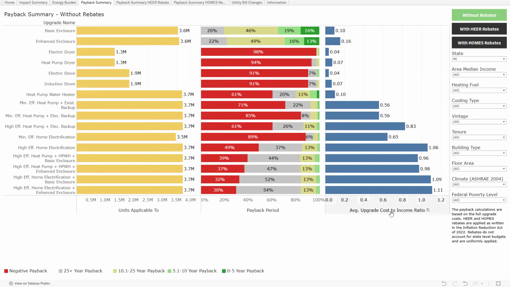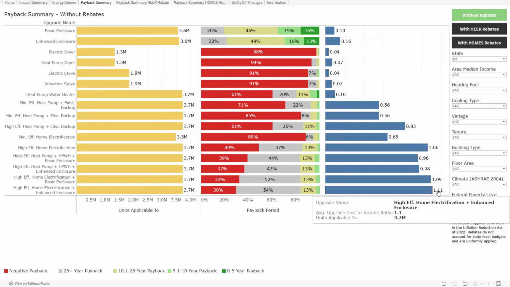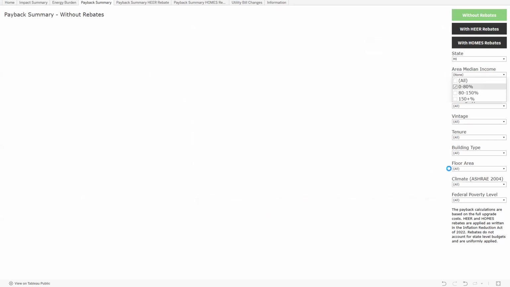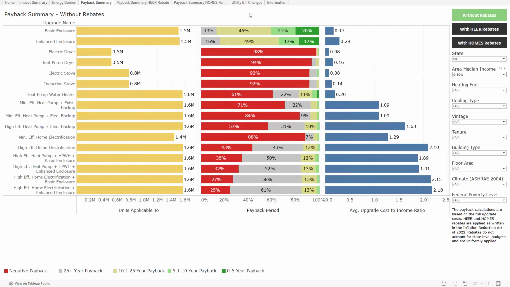We've also included the average upgrade cost to income ratio. So in this case, if you're doing a basic enclosure, the average upgrade cost to income ratio is going to be 0.1 or 10% of the income. And then if you look down here at a whole home high efficiency electrification with an enhanced enclosure, that's going to be 111% of the income. You can also, again, filter down.